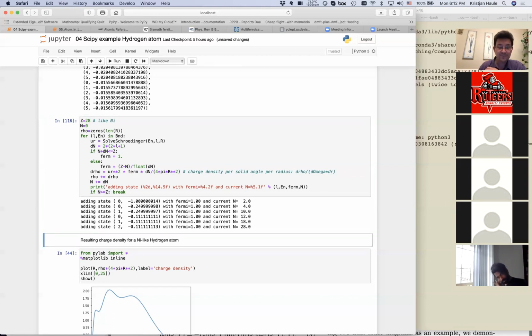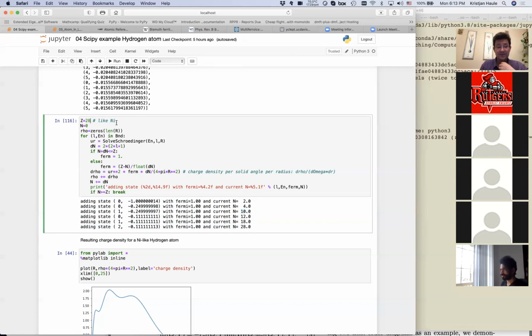Now we execute this for n is 28, and we see we used 1s orbital, we used 2s orbital, we used 2p orbital, we used 3s, 3p, and 3d. And we see here accumulation of n. The first orbital takes 2, the second orbital takes 2, and the entire n is 4. The next orbital takes 6, and the entire occupation is 10, and so on and so forth. So this works. And these are the energies.